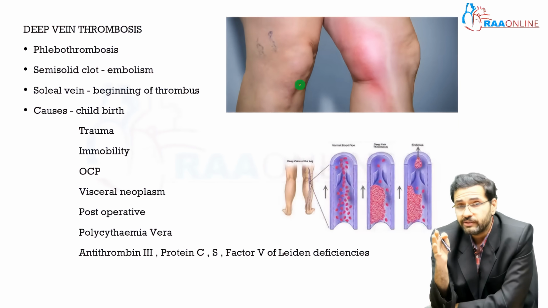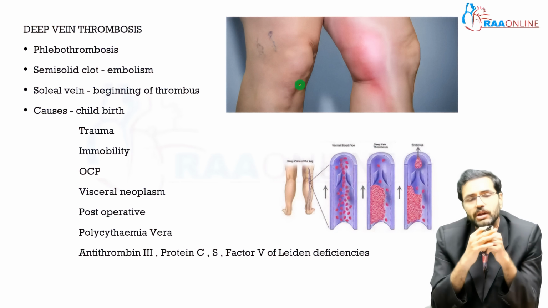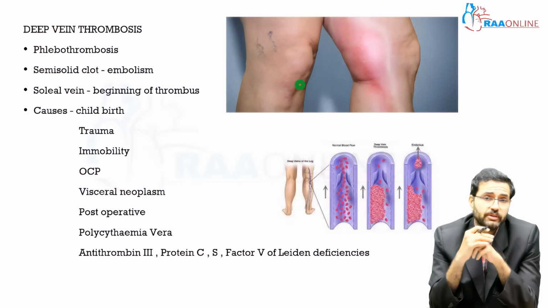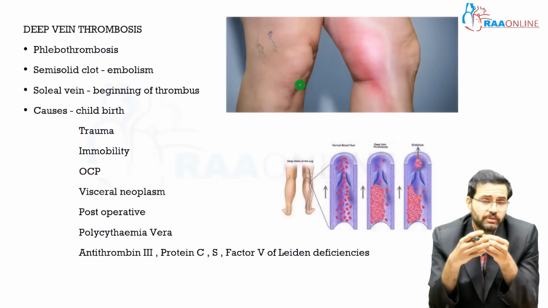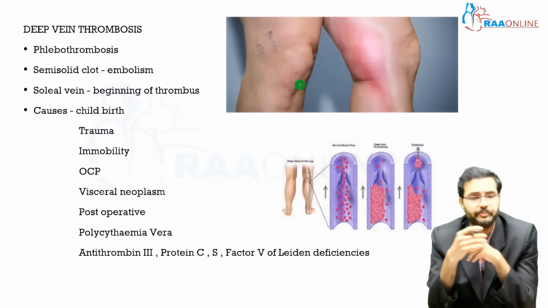Coming on to the diseases involving the veins of the lower limb. The most important and the most deadly disease involving the veins of the lower limb, particularly the deep veins, is deep vein thrombosis. It's also called phlebothrombosis. It is characterized by the presence of a semi-solid clot within the deep veins of the leg, which breaks away over a period of time, creating emboli, leading on to fatal pulmonary embolism and death.